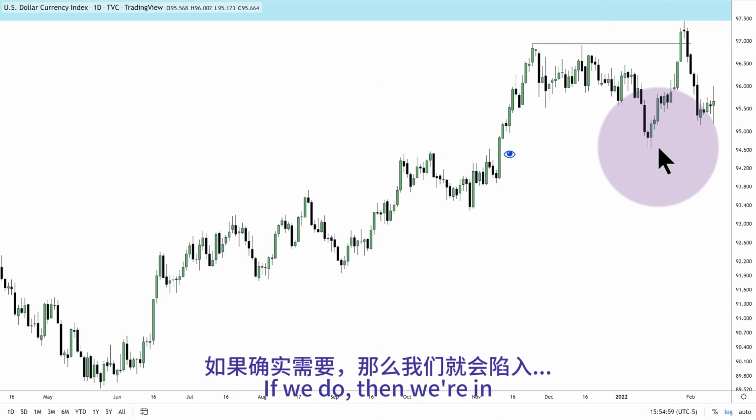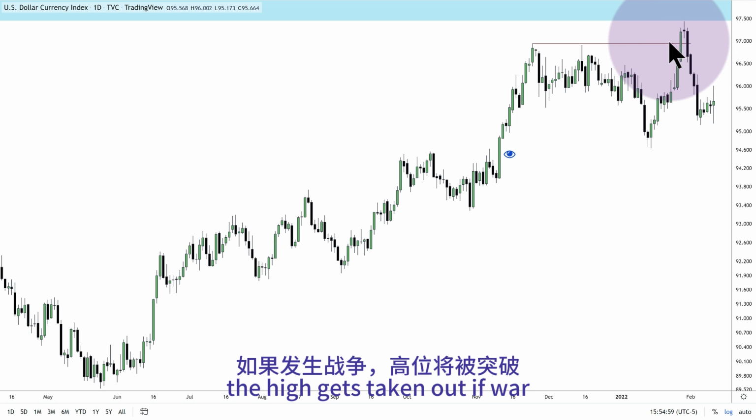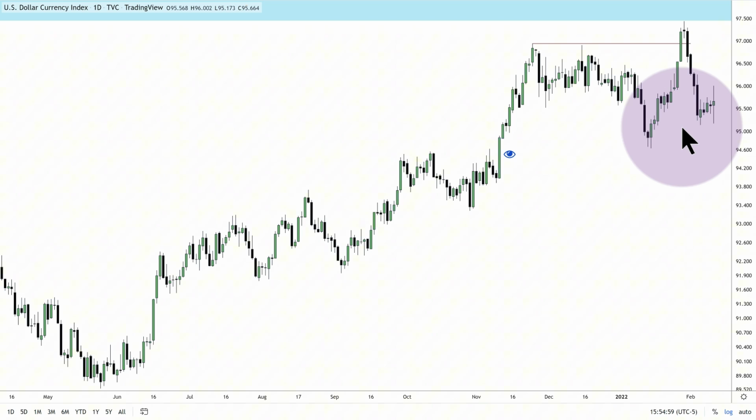All right, so lower prices, I'm expecting that, and I don't think we'll need to come back up here. If we do, then we're in bigger trouble. I think that'll be war related, so the high gets taken out if war becomes a factor. Otherwise, I'm weaker on the dollar.